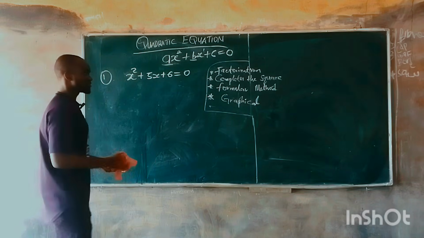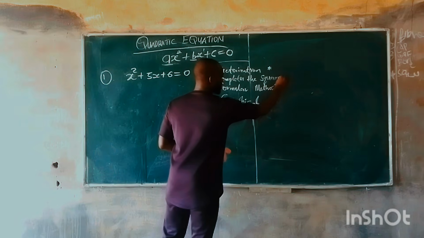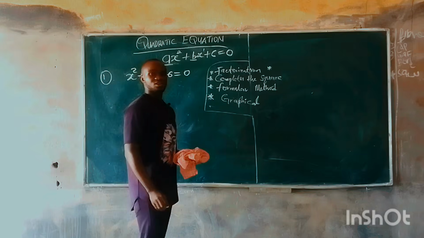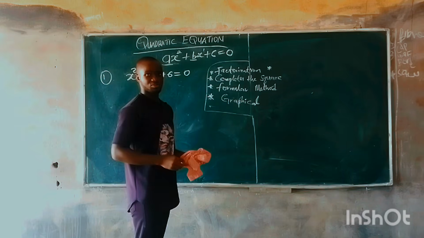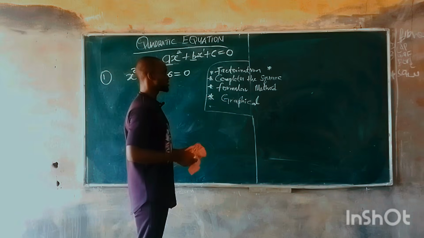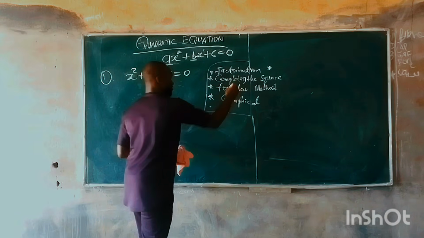Now, I'm going to start with the first one. For this edition, we're going to talk about factorization and completing the square. Or let's say we'll just speak about factorization alone. In this edition, we'll just talk about the factorization method. Maybe in the next edition, we'll talk about how to solve a quadratic equation using the completing the square method. For now, let's simply move into the factorization method.